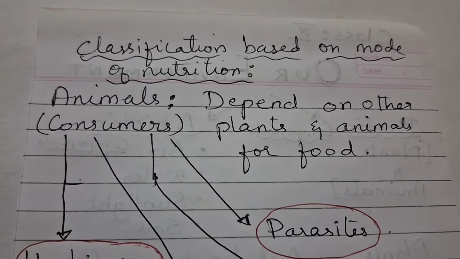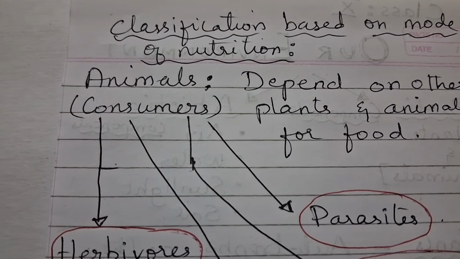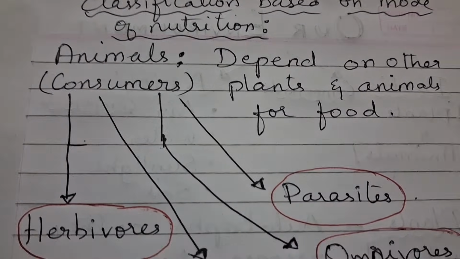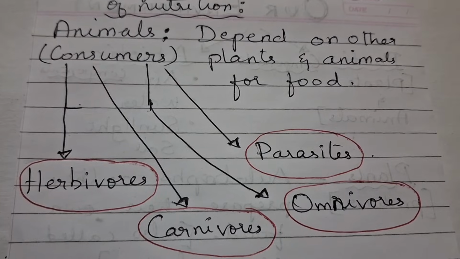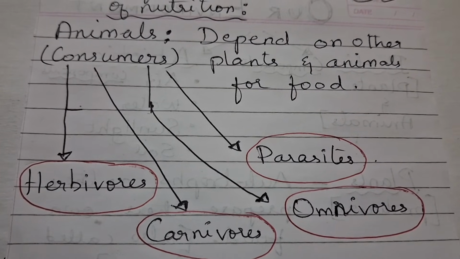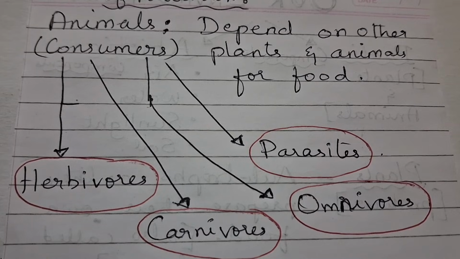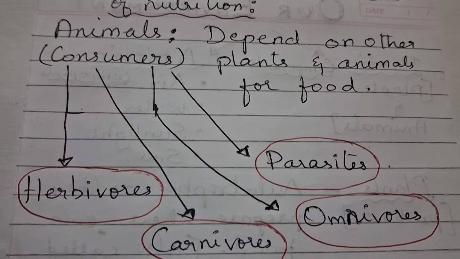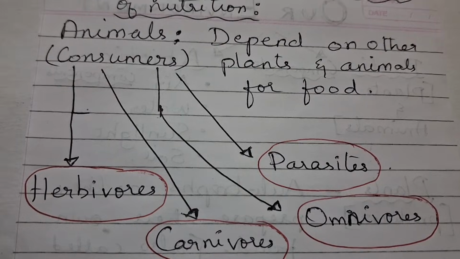So animals are consumers. Including human beings, we depend on plants or other animals for food. So how are they classified? They are classified into four types. First one is herbivores, carnivores, omnivores and parasites. So what are herbivores? All plant eating animals are called herbivores.